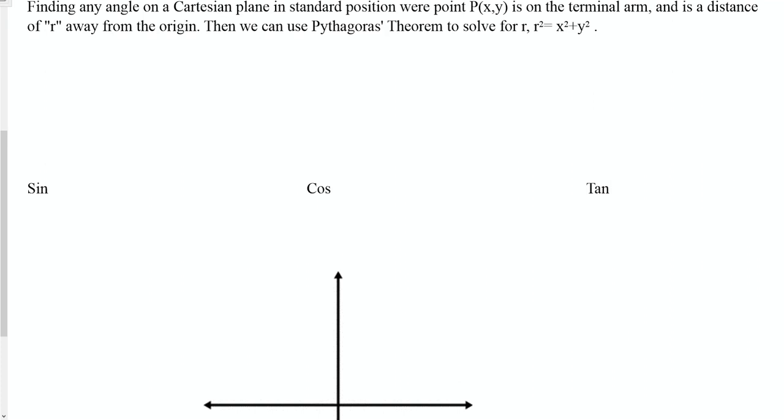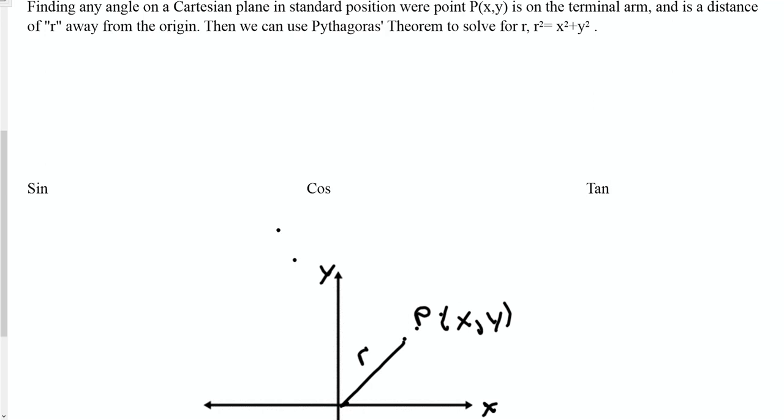So you have a point on your Cartesian plane. That's right there, P. All right, now remember this is your x-axis and this is your y-axis. You're going to have point P, and the coordinates are going to be x and y, right? So we can calculate the distance there. We call that distance to the point r.